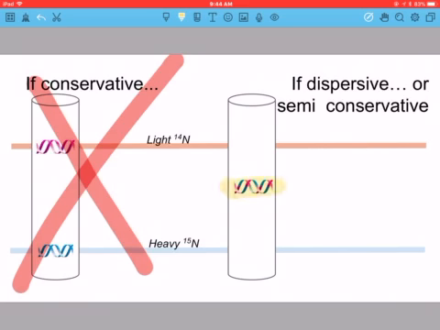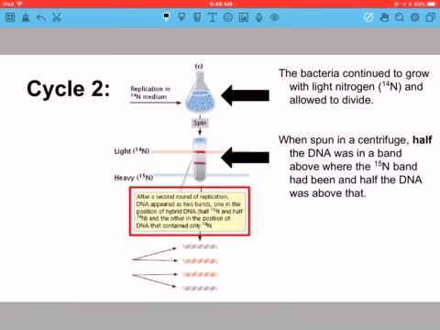That still leaves dispersive and semi-conservative as possibilities, because with semi-conservative your DNA strands would be a combination of half newly synthesized and half parental. And in the case of dispersive, you would have a combination of the two as well. So more work had to be done to determine if it was dispersive or semi-conservative, but conservative could already be eliminated.